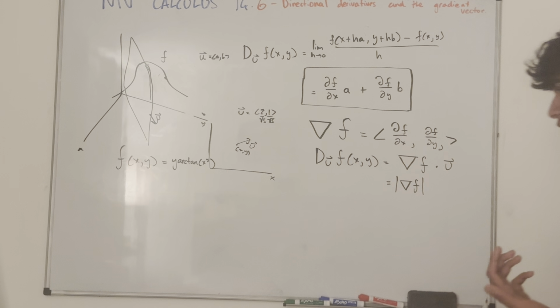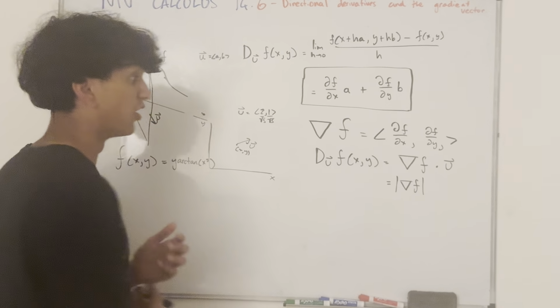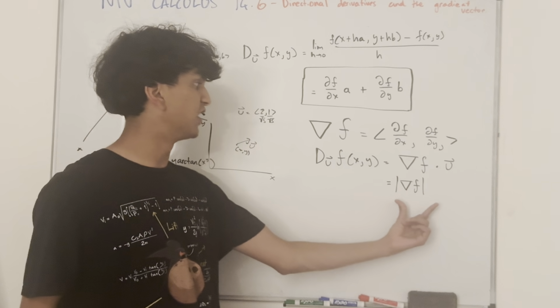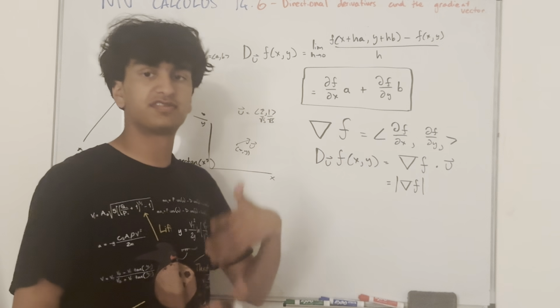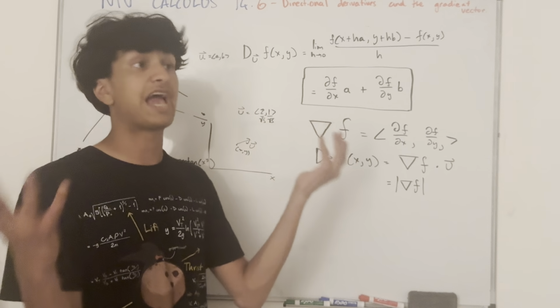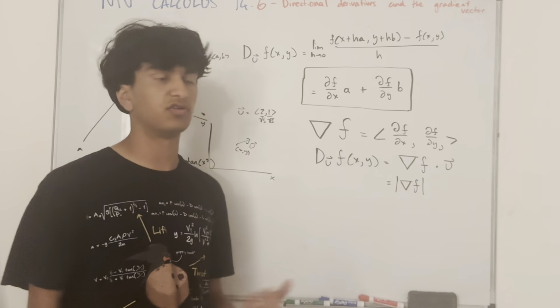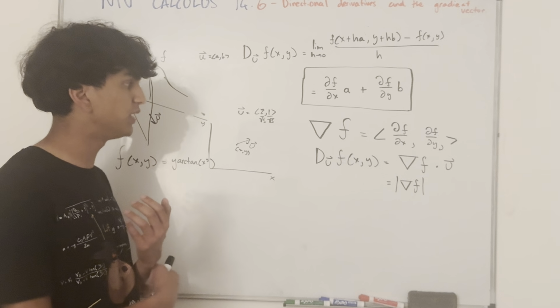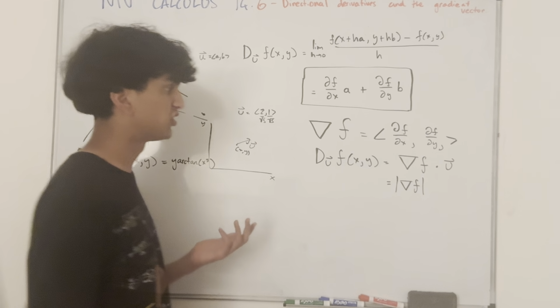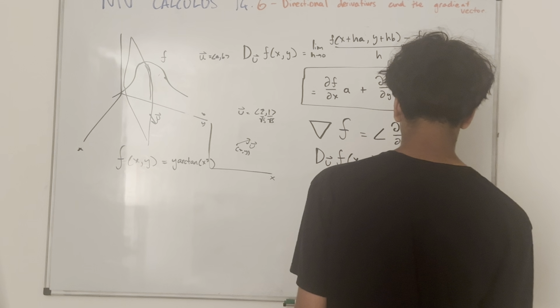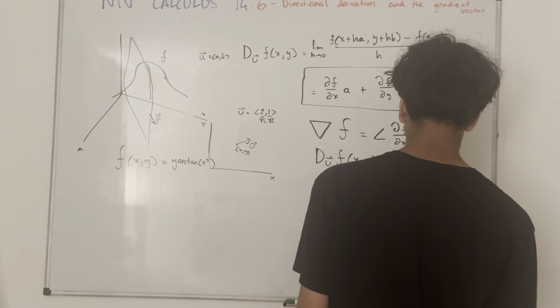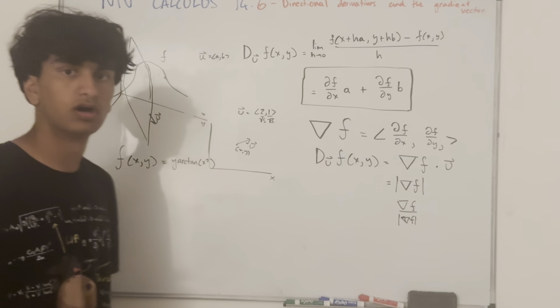So this tells us that the size of the directional derivative is the magnitude of del f, and the direction would be the same as partial f over the magnitude of partial f. This gives us the unit vector with that derivative.